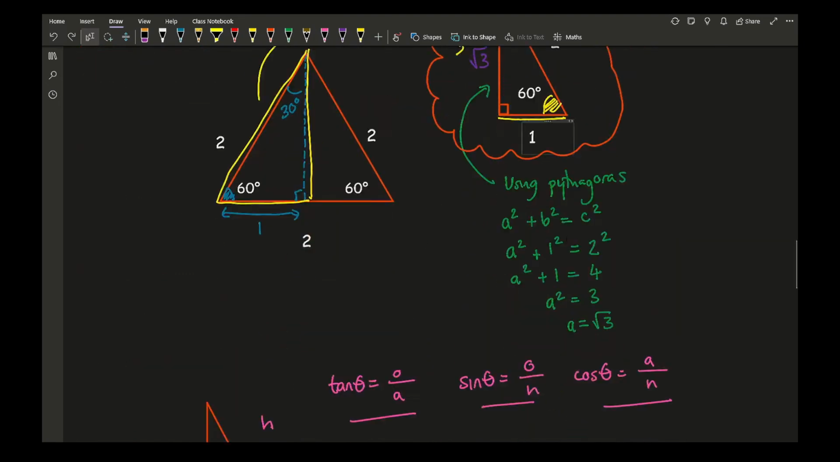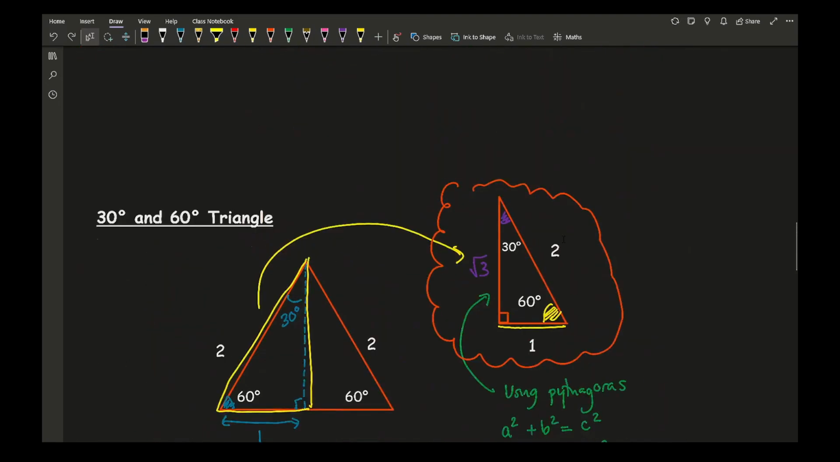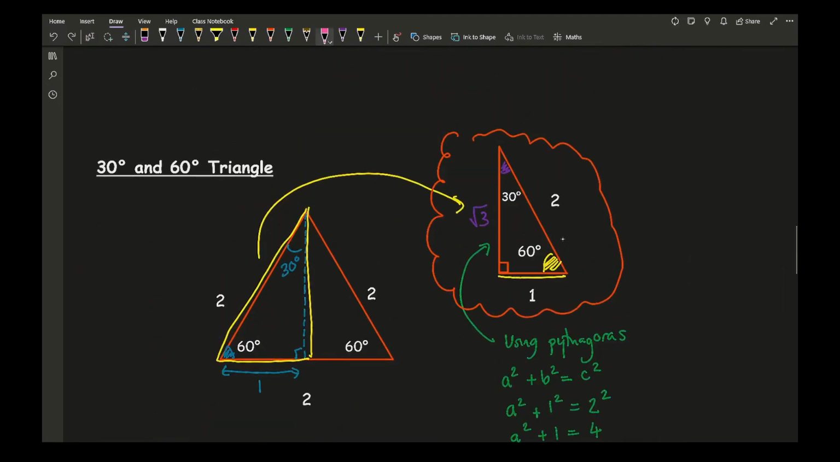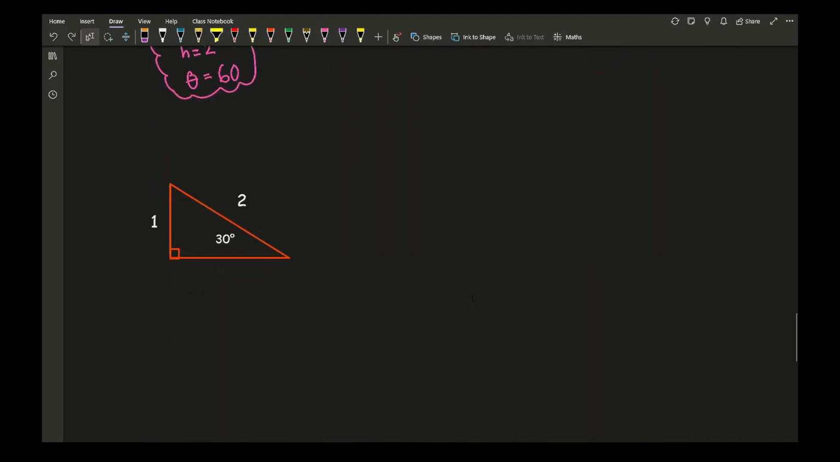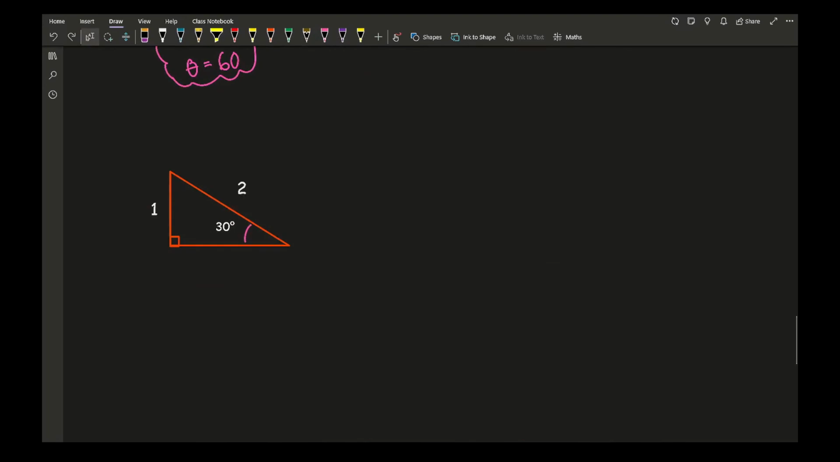So now if I take the same triangle, this time I'm going to focus on this 30-degree angle. If I take the same triangle, this is what I end up with: this angle here is the 30, this one here is going to be the 60, but I'm not going to focus on that one because I need to focus on one. And this side here we've already worked out is root 3, so I've just rotated that triangle.